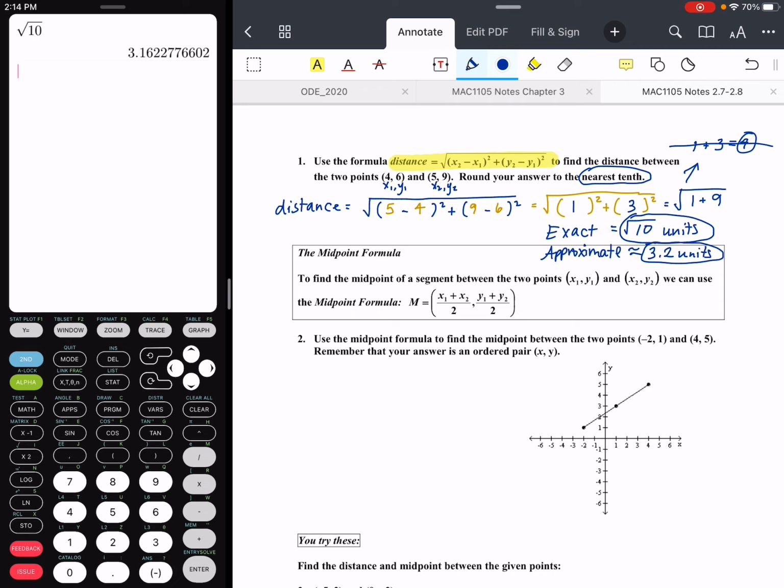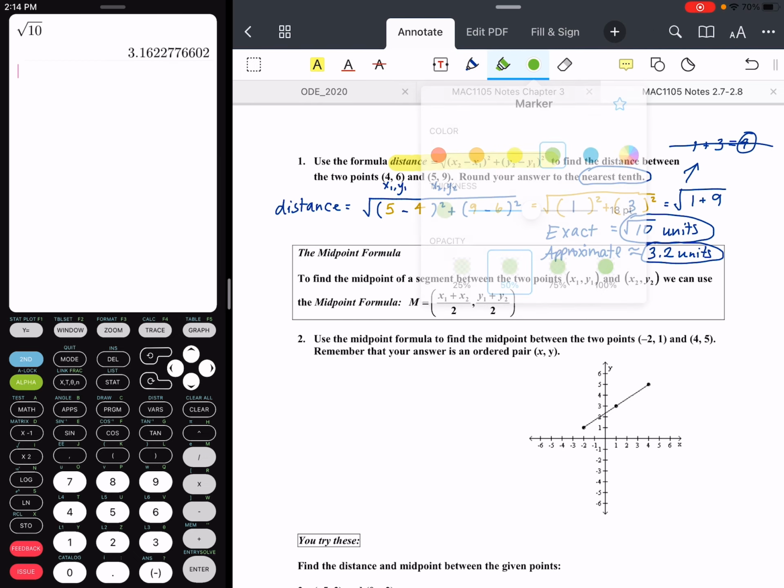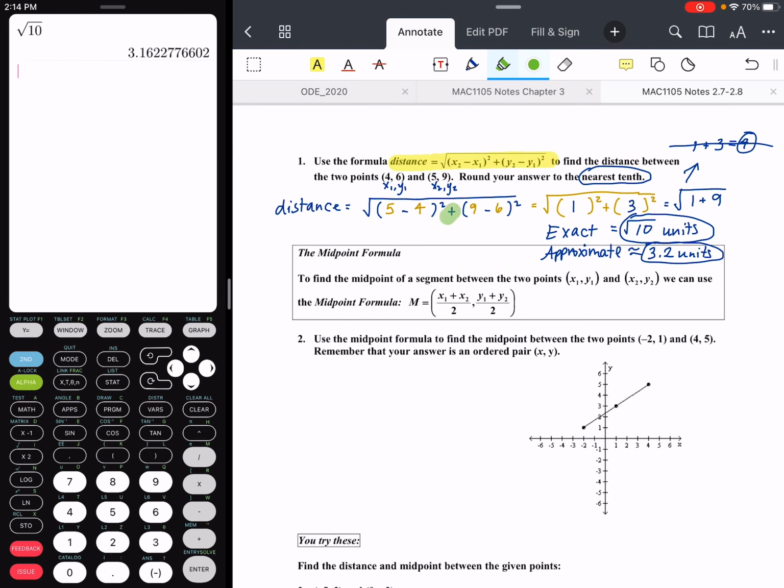Okay, so a couple of things to keep an eye on before we move forward, and we'll do a couple more examples. Make sure it's always a plus sign in the middle. I see a lot of students just have a brain fart and put a minus sign there. Note also that whenever we square these differences, they'll always come out positive. So even if I had switched the order of these ordered pairs and I had 4 minus 5 squared, that would be negative 1 squared, which is still a positive 1. Even if I had 6 minus 9 squared, that would be negative 3 squared. That's still going to be a positive 9.